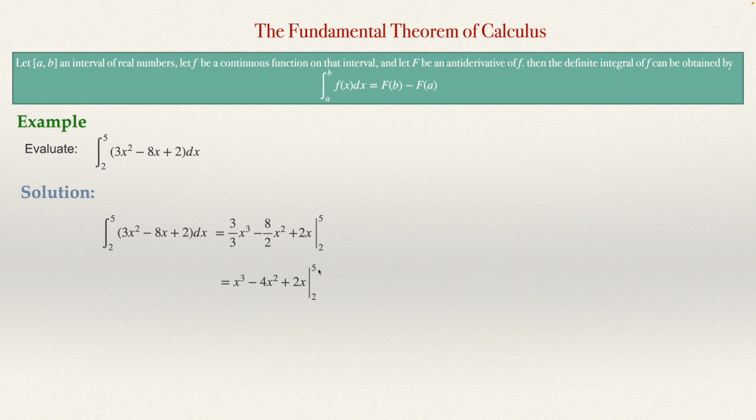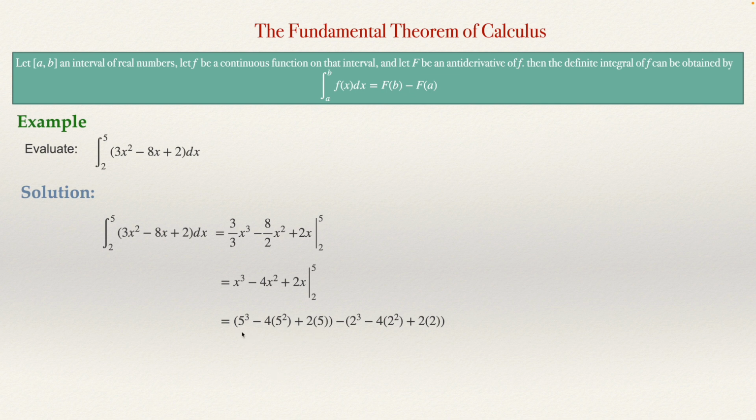And then let's substitute x by 5 first. If we substitute 5, it will be 5 to the power 3 minus 4 times 5 to the power 2 plus 2 times 5. So it will be this minus the same, but now evaluated at 2. It will be 2 to the power 3 minus 4 times 2 to the power 2 plus 2 times 2. Everything preceded by this minus sign. This is the minus of the formula of the Fundamental Theorem of Calculus.